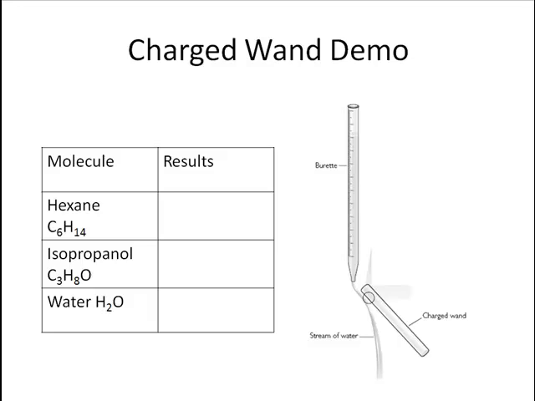So for hexane, what we're going to do is we're going to take a charged wand, this device here. If you take this device and rub it with a piece of silk, it becomes charged. We're going to take the hexane and open the burette and see what happens. Well, it looks like I already made a mess with water. Let's do water first. So, if you want to come up where you can see better.